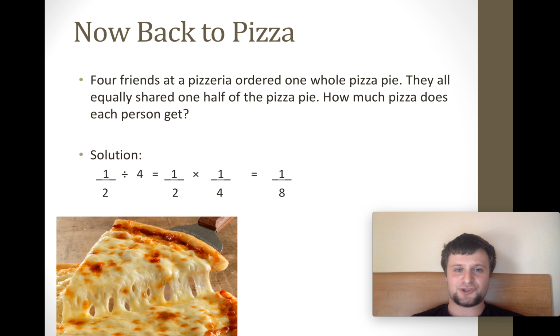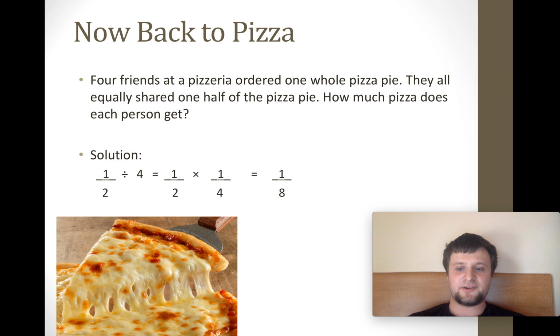So we have 4 friends who shared 1/2 of the pizza pie. So already our first clue is 1/2. So the first term is 1/2. And it is shared among 4 friends. So the second term is 4. So we already have our terms. And all we need to do is use KCF. So 1/2 divided by 4.